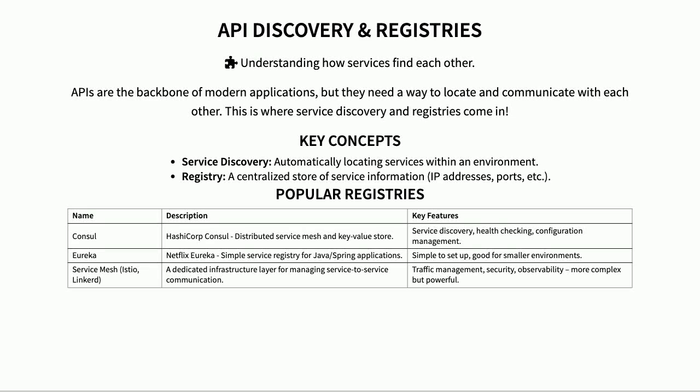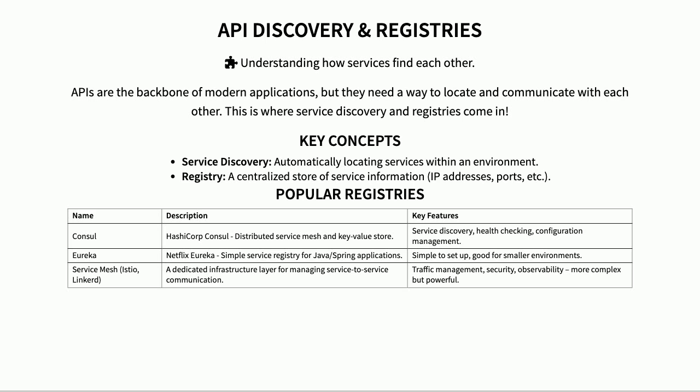Let's talk about how APIs find each other. Think of it like a giant phone book for your services. We need a way to know where each service is running so they can communicate. That's where registries come in, essentially. They're central databases that hold information about all the available services and their locations.